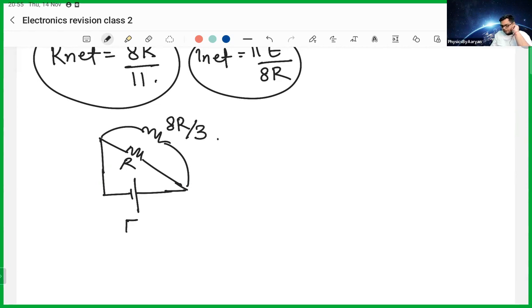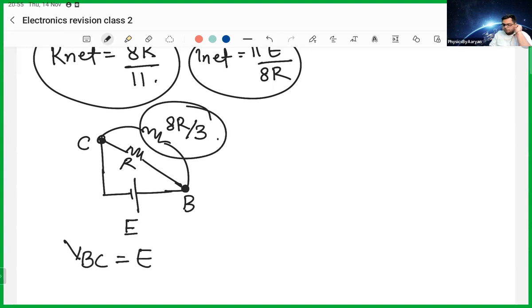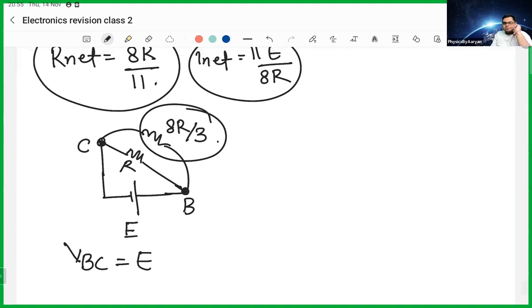Okay. And this total is E. So voltage across these points is E. So between C and B, what will be the voltage between B and C? E. So around the R voltage is E. Around the 8R by 3 also the voltage is E. Okay. How is this 8R by 3 made?